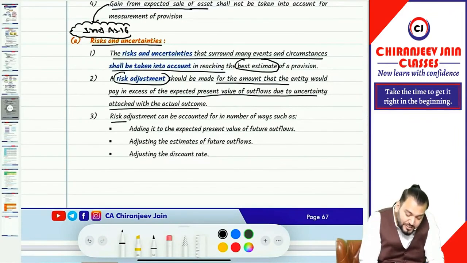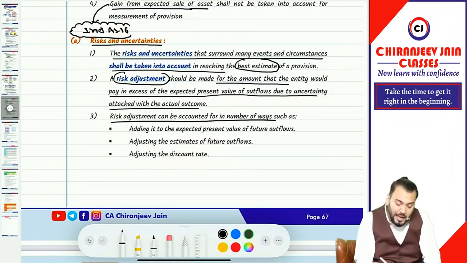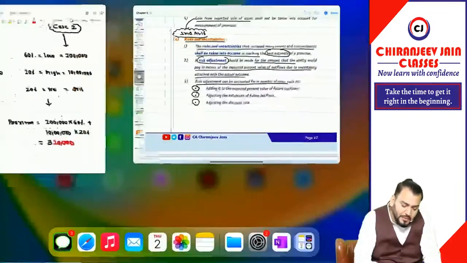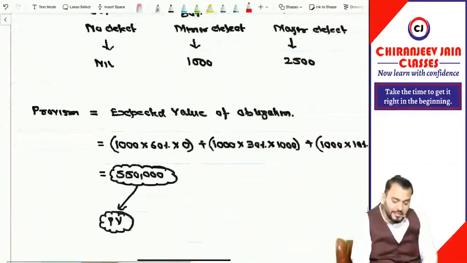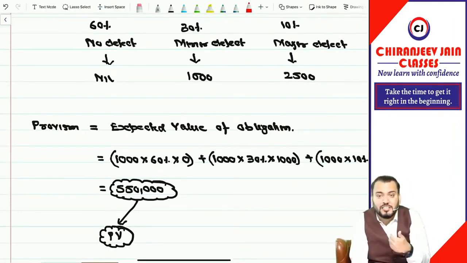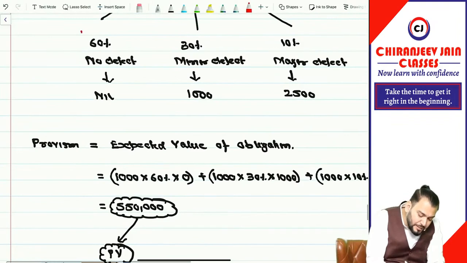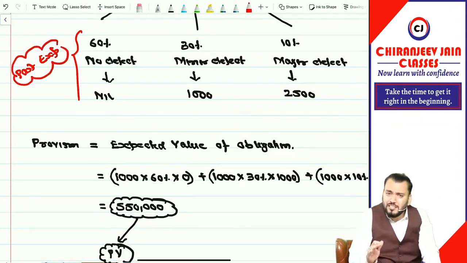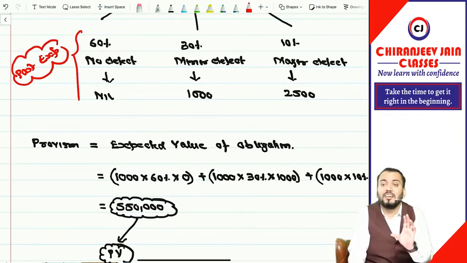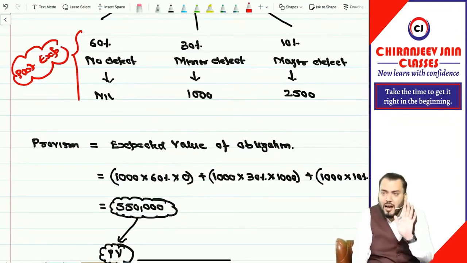So what they are saying is that risk adjustment can be accounted in any of the following three ways. Let me explain with this example. We have taken this example. So how to make risk adjustment? Suppose this information is based on past experience, but there will be some risk and uncertainties in future. So how to make a risk adjustment? Are you able to understand?